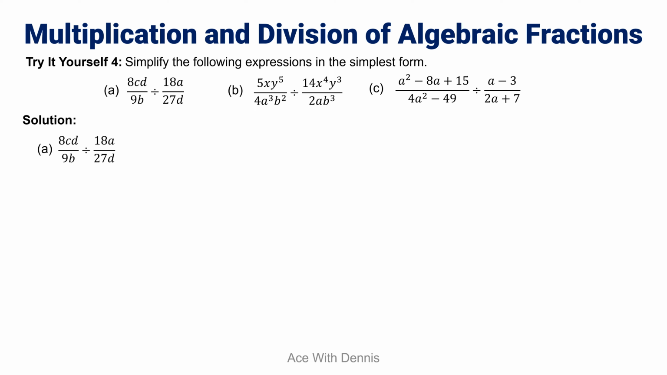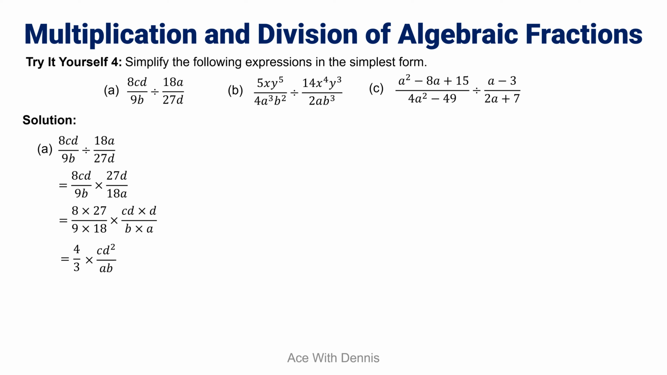Okay, so here's the solution for A. 8cd over 9b divided by 18a over 27d. First, we have to change the division sign to a multiplication sign and the second fraction to its reciprocal. So it becomes 8cd over 9b times 27d over 18a. After that, multiply the numbers with the numbers, and put the unknowns together. So we have 8 times 27 over 9 times 18, times cd times d over b times a. When we simplify the numbers, we'll get 4 over 3.